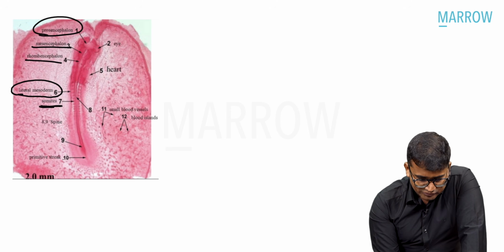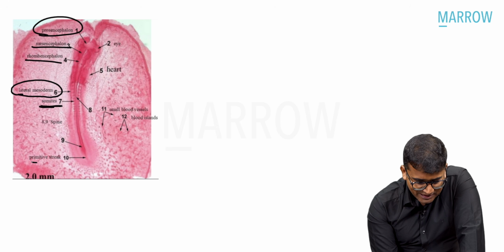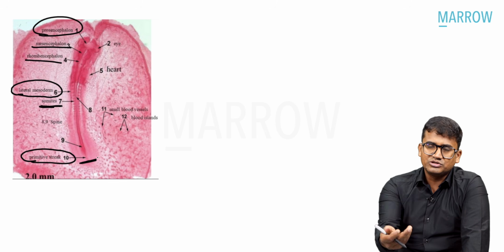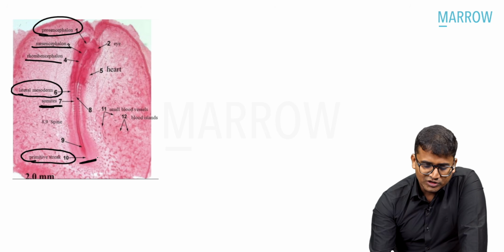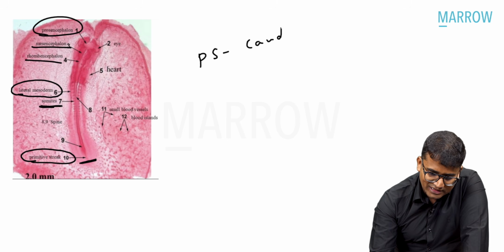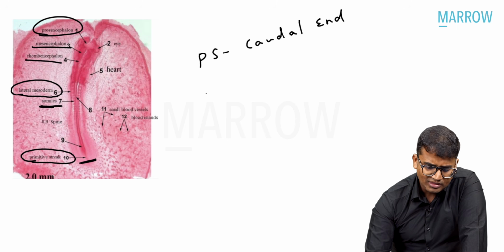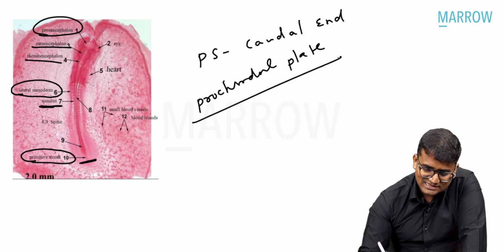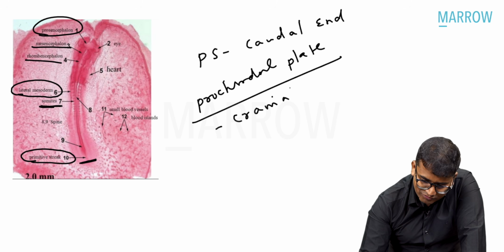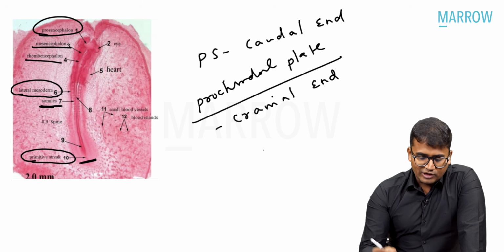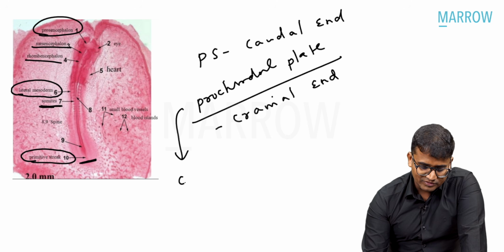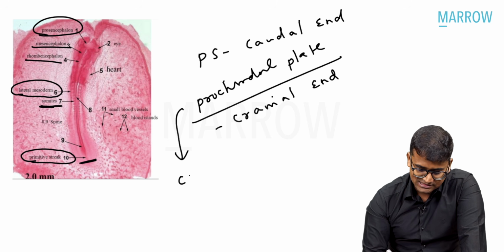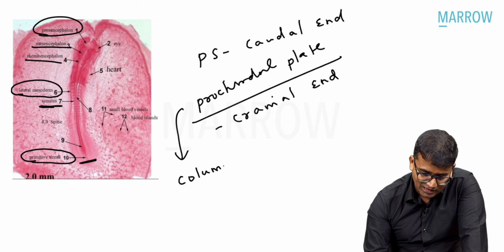Okay. Now where is the marking? I told you, the marking is on the caudal end of the embryo. The primitive streak is a structure at the caudal end of the embryo. What about the cranial end? Precordal plate. The precordal plate is a structure formed at the cranial end of the embryo, and it is made of columnar hypoblast cells.